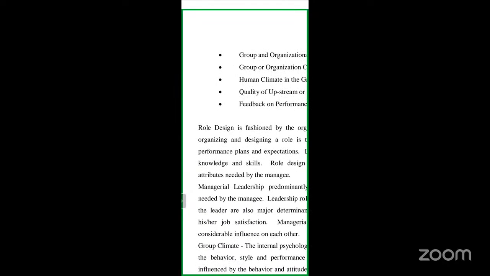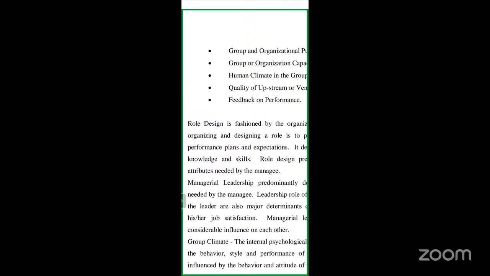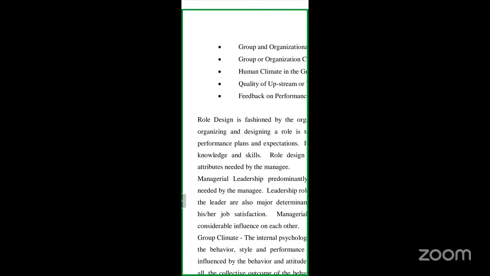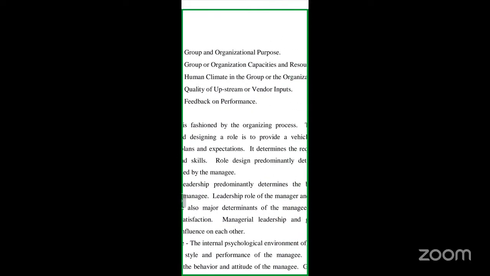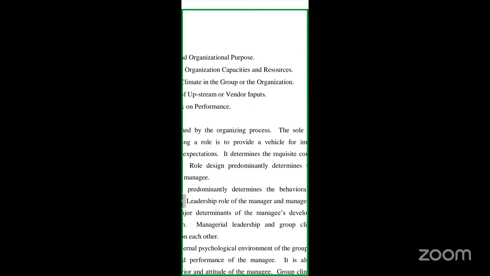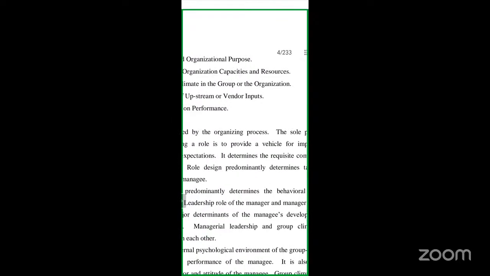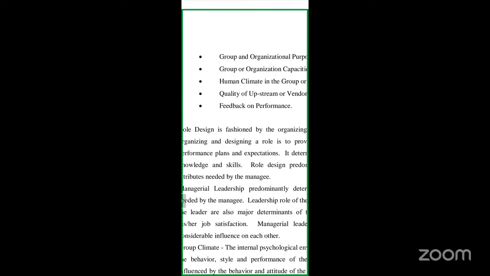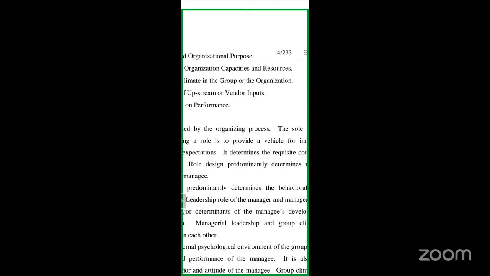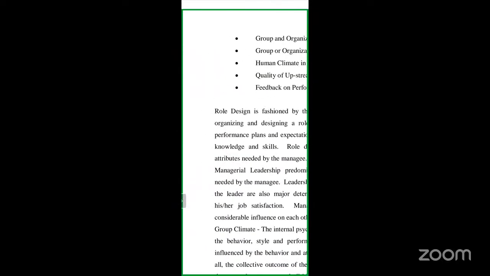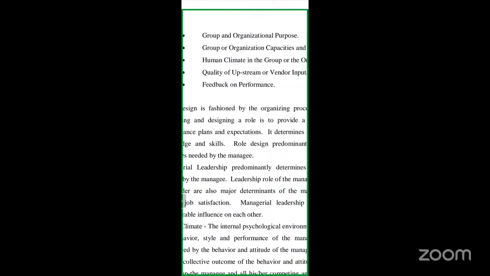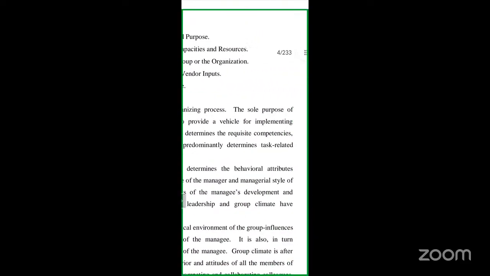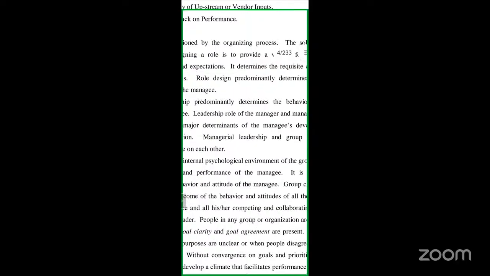Here we are studying about the role design. So we have to design the role also. Role design is fascinated by the organizing process. For achieving any throughput, first we have to organize the process in a fixed manner. There should be a flow for organizing the process and designing a role in order to provide an implementation of the achieving goal.